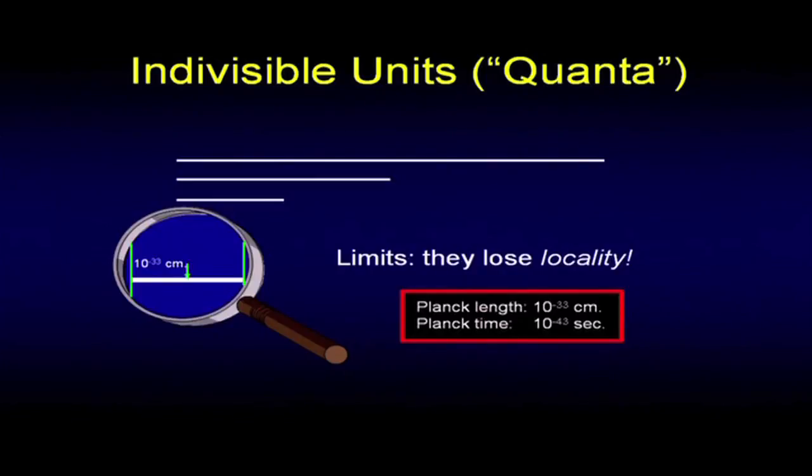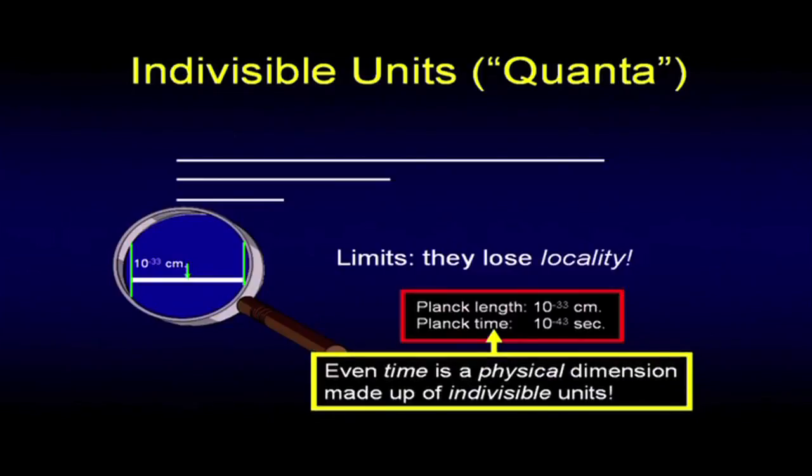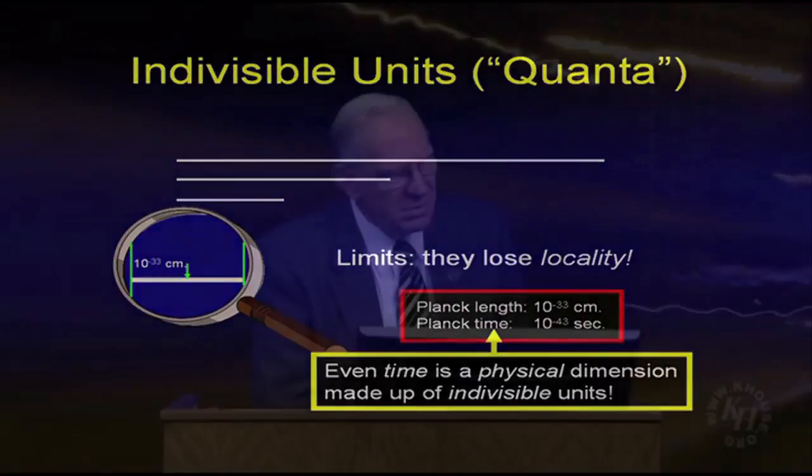There's a thing called the Planck length. That's 10 to the minus 33 centimeters. There is even a limit to how short a period of time you can have. The smallest unit of time is 10 to the minus 43 seconds. That's not the time that it takes to hear the horn from the guy behind you when the signal changes. That's something altogether different.